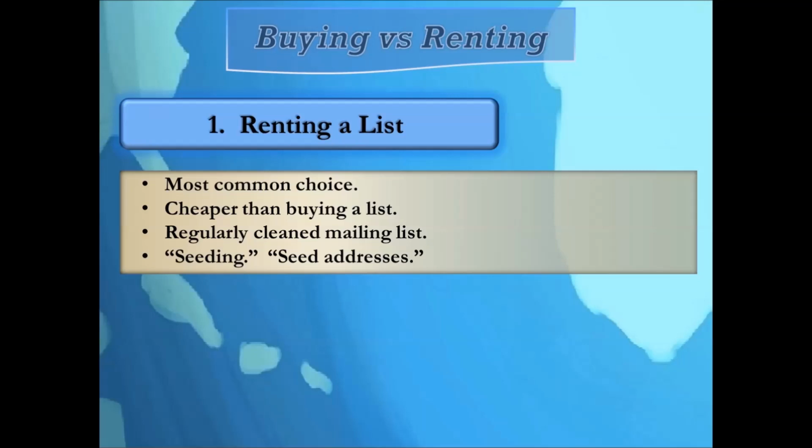First is data hygiene, which refers to the accuracy of your mailing list. People move all the time, so you want to make sure the information you have is accurate. When you rent a list, it's usually cleaned or updated.